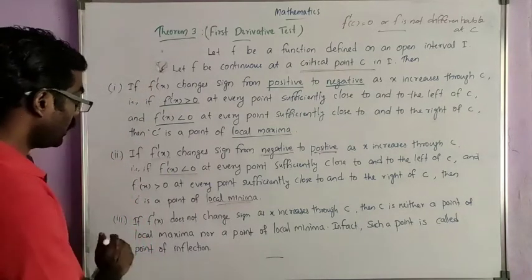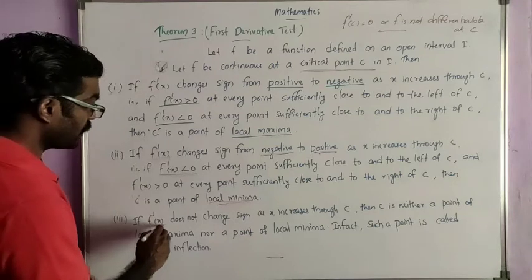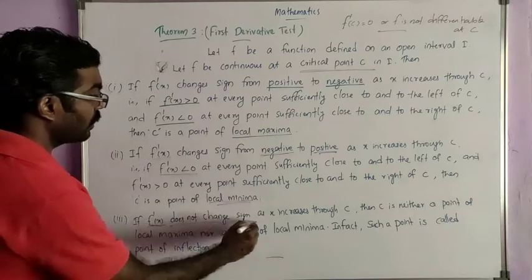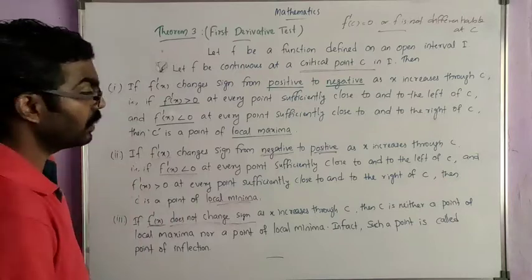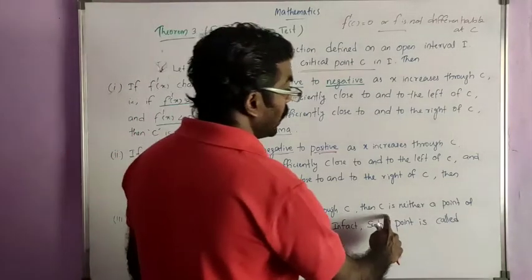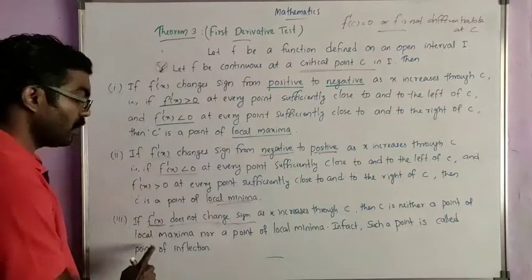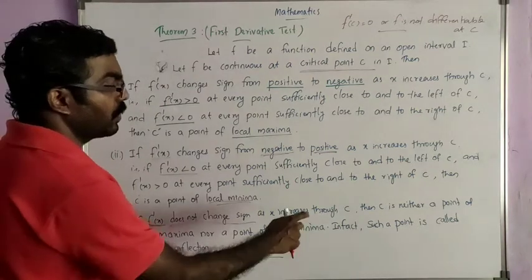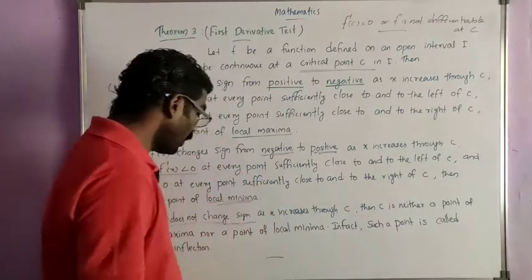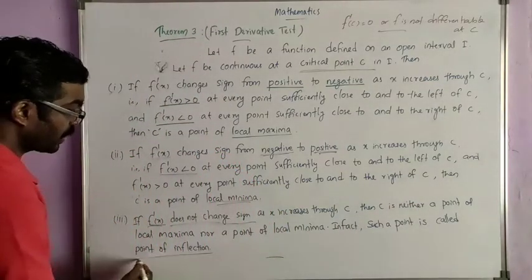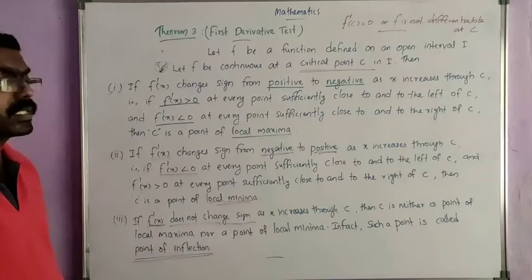And the third one is, if f dash of x does not change sign, there is no sign change, then we can say C is neither a point of local maxima nor a point of local minima. In fact, such a point is called a point of inflection.